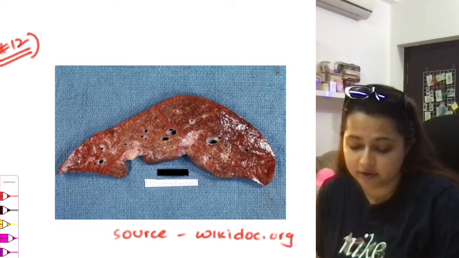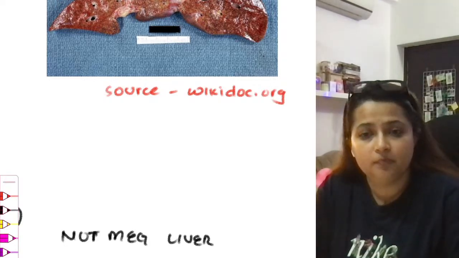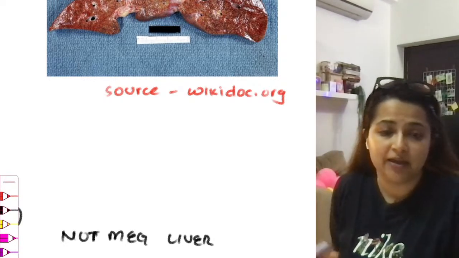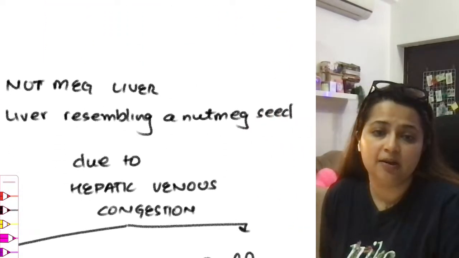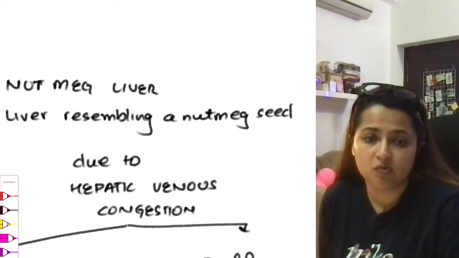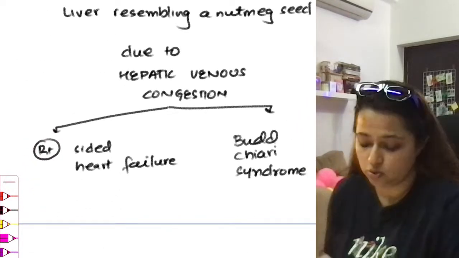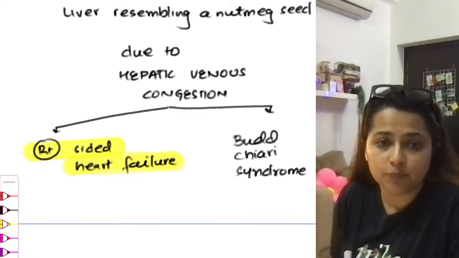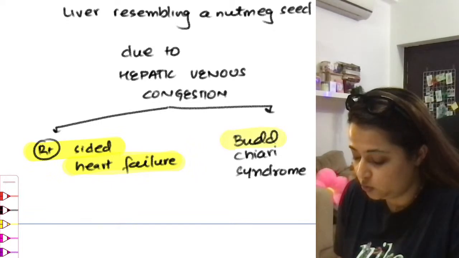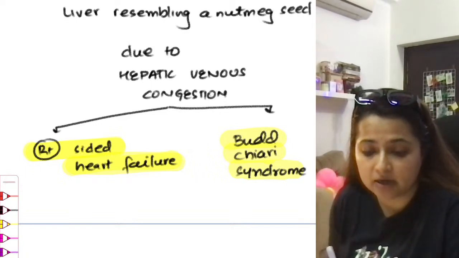This is nutmeg liver. And nutmeg liver would be seen in any case where you see the congestion. Okay, hepatic congestion is there, then you see nutmeg liver. So nutmeg liver, because the liver is resembling a nutmeg seed. This is due to hepatic venous congestion. And hepatic venous congestion could occur in two main situations. Number one, right-sided heart failure. Number two, Budd-Chiari syndrome. Budd-Chiari syndrome is hepatic vein thrombosis. All right, now let me explain this concept here.